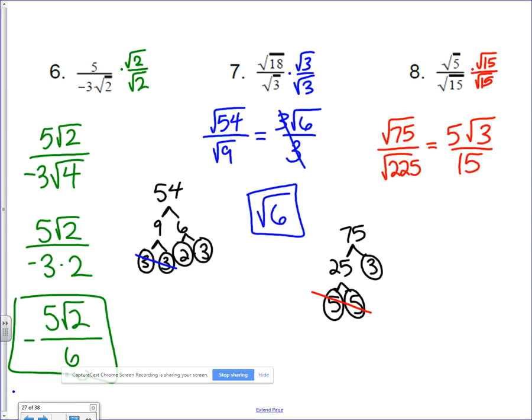The question is, does 5 over 15 reduce? What can I divide both 5 and 15 by? By 5. If I divide 5 by 5, what do I get? I don't really need to put the 1 in front of there, but if you want to, you can. What about 15 divided by 5? 3. Now, can you reduce this 3 over that 3? No, because 1's under a radical and 1 is not.